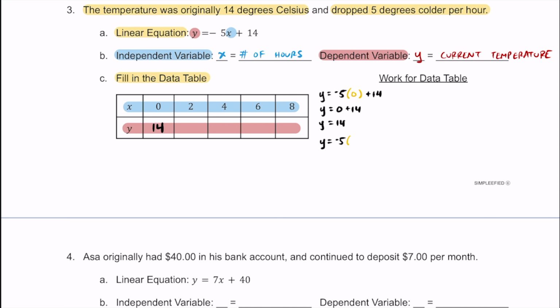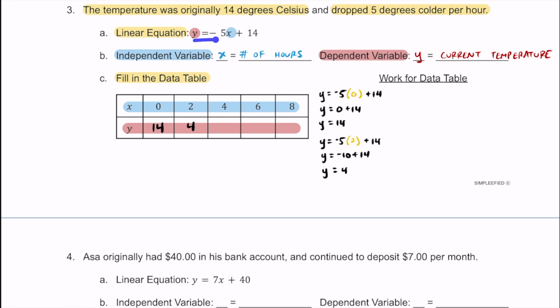That's going to be multiplied by 2 because 2 hours goes by, so it's dropping 5 degrees 2 times, plus 14. So negative 5 times 2, that's going to be negative 10, so we have negative 10 plus 14. Negative 10 plus 14 is the same thing as 14 minus 10, which is equal to 4. So if 2 hours goes by, the temperature is now 4 degrees.